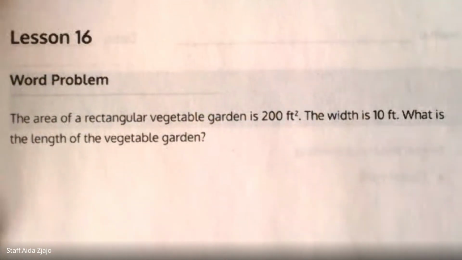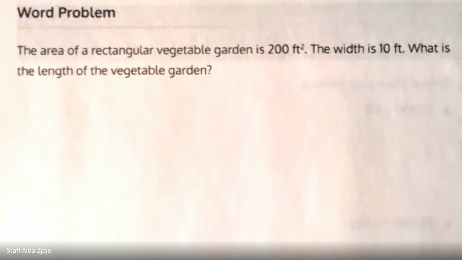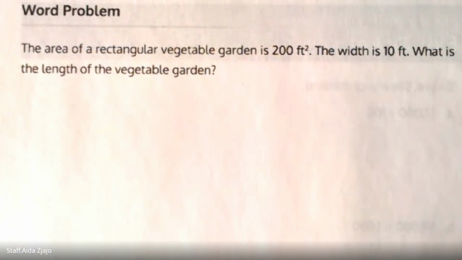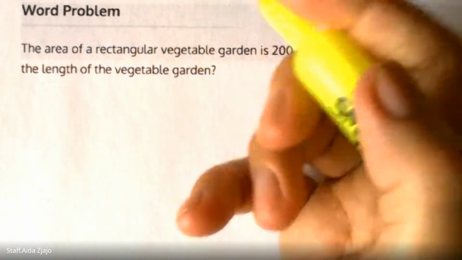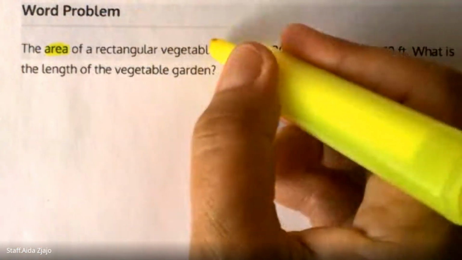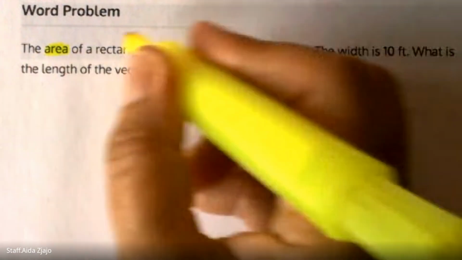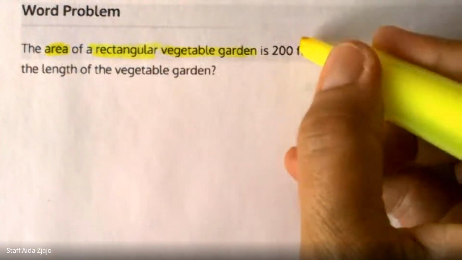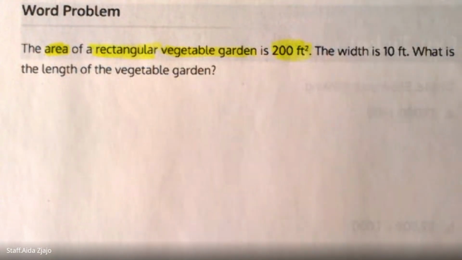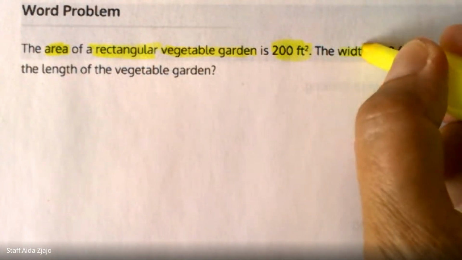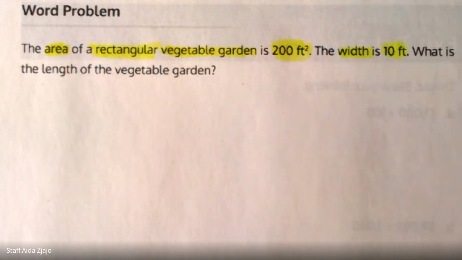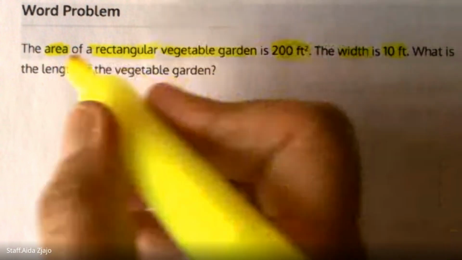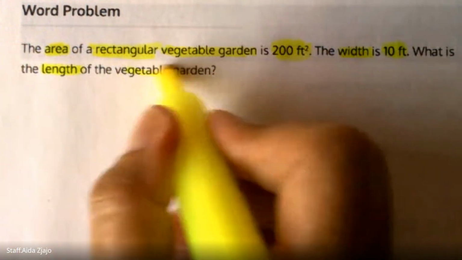It's a word problem. Okay, so let's see what they say. They say the area of a rectangular vegetable garden is 200 square feet. The width is 10 feet. What is the length of the vegetable garden?